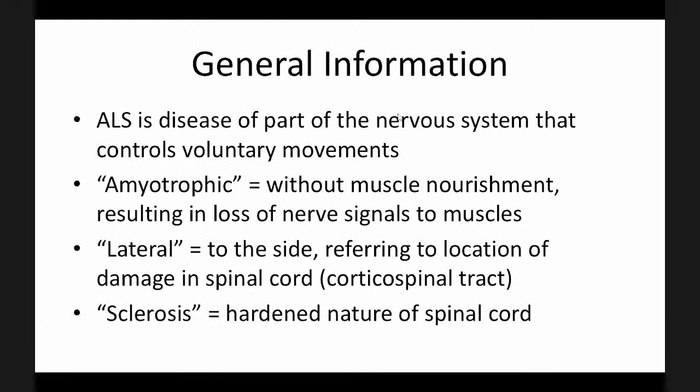The meaning of amyotrophic lateral sclerosis: amyotrophic is without muscle nourishment, resulting from loss of nerve signal to the muscles. Lateral refers to localization of the damage in the spinal cord, that is the corticospinal tract. That's why we have upper motor neuron signs as well. And sclerosis is hardening of the spinal cord. So in this case, we have both upper motor neuron type and lower motor neuron type signs and symptoms.